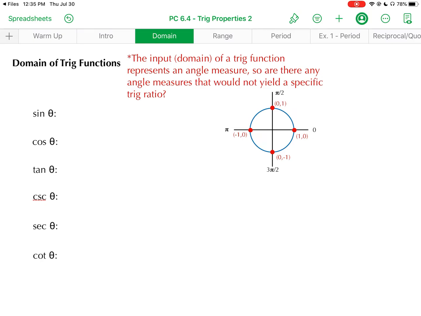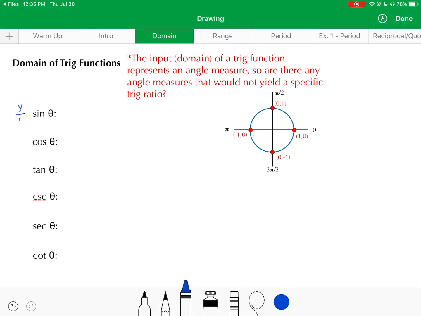So let's start with the sine function. Now sine we know to be y over r. So we're taking the y coordinate of the point that's defining our angle divided by the r value. And it doesn't matter what point's defining the angle, you're always going to get a ratio for y over r. There's always going to be a value that results from that. So I'm going to say that the domain for this is all real numbers. Or I'll use both notations.